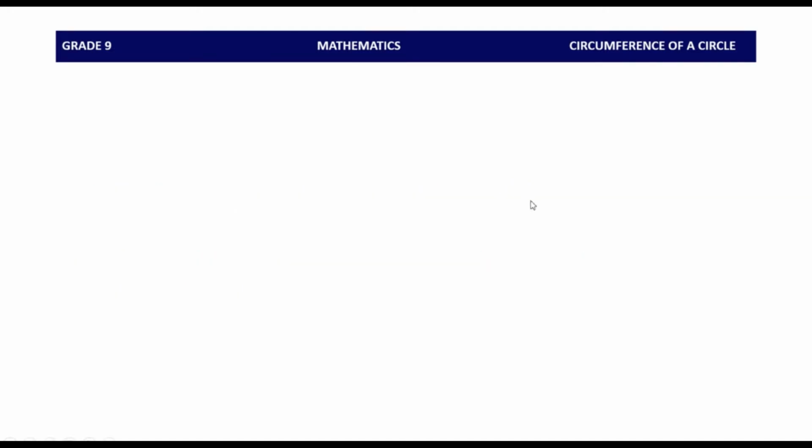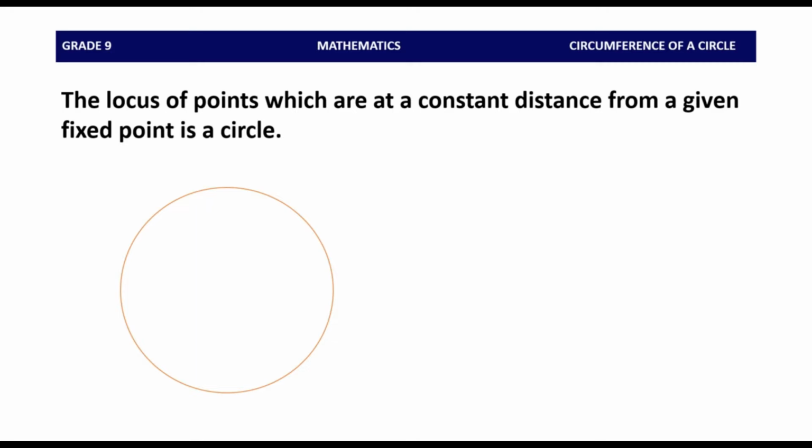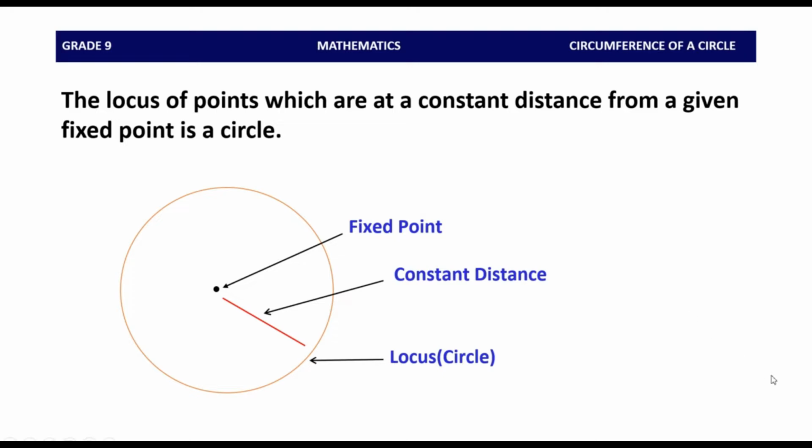From your early grades, you have learned that a round shape is called a circle. But now you know that the locus of points which are at a constant distance from a given fixed point is a circle. Here, the fixed point is the center of the circle and the constant distance is the radius of the circle.